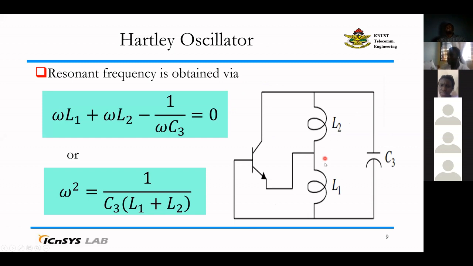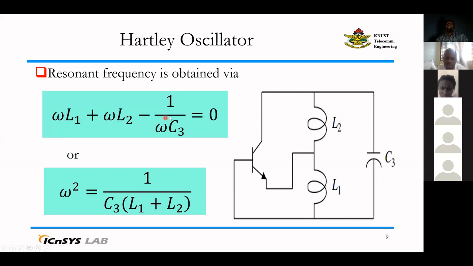So in the case that Y1 and Y2 are inductors, and then Y3 is a capacitor, we have a kind of oscillator we call what? Hartley oscillator. L1, L2 are inductors, and then the third element is a capacitor. You know that at resonance, the sum of the reactances of all the reactive elements, L1, L2, and C3, should be equal to zero.